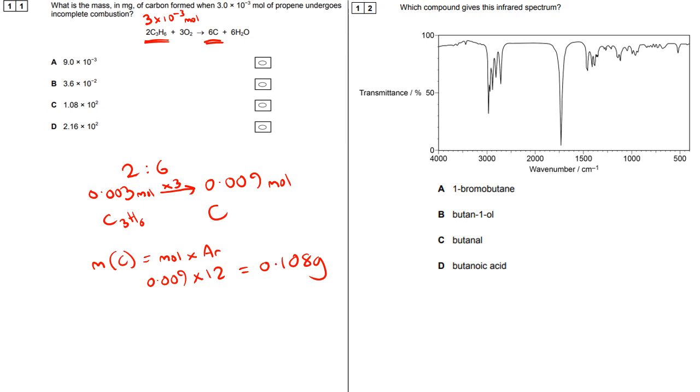How do you get from grams to milligrams? Well, 1 gram equals 1,000 milligrams. So 0.108 grams, you need to times it by 1,000, which will give us 108 milligrams, or 1.08 times 10 to the positive 2. Answer C.